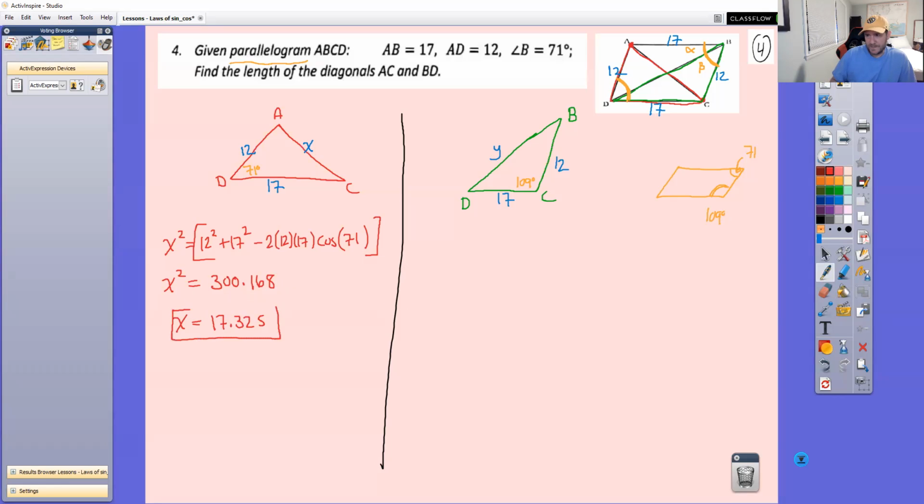All right, why did I make a big deal about showing you the calculator work? Well, because when we come over here, what are we getting? This time we're getting y squared equals 12 squared plus 17 squared minus 2 times 12 times 17 times cosine of 109. This is feeling familiar, isn't it? Literally the only thing that changed is that cosine. It's 109 now instead of 71. So it sure would be nice if someone taught me how to use my calculator.